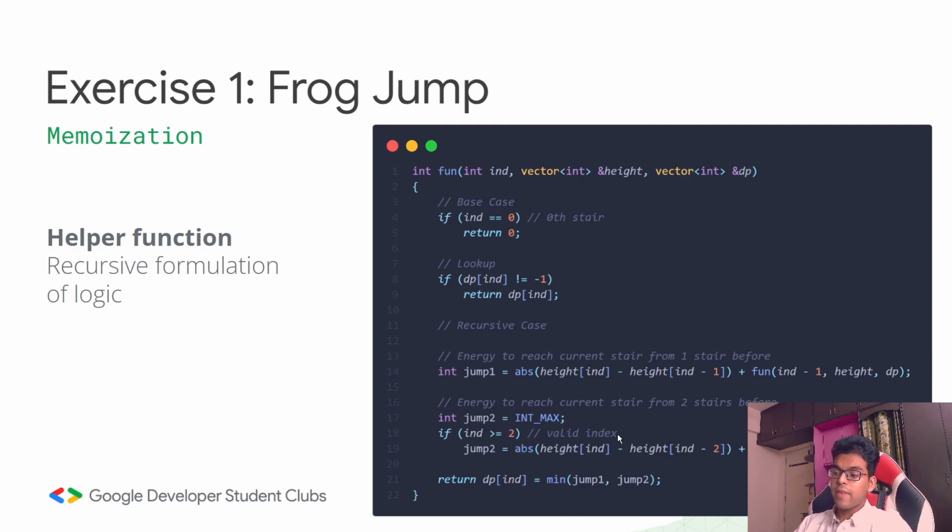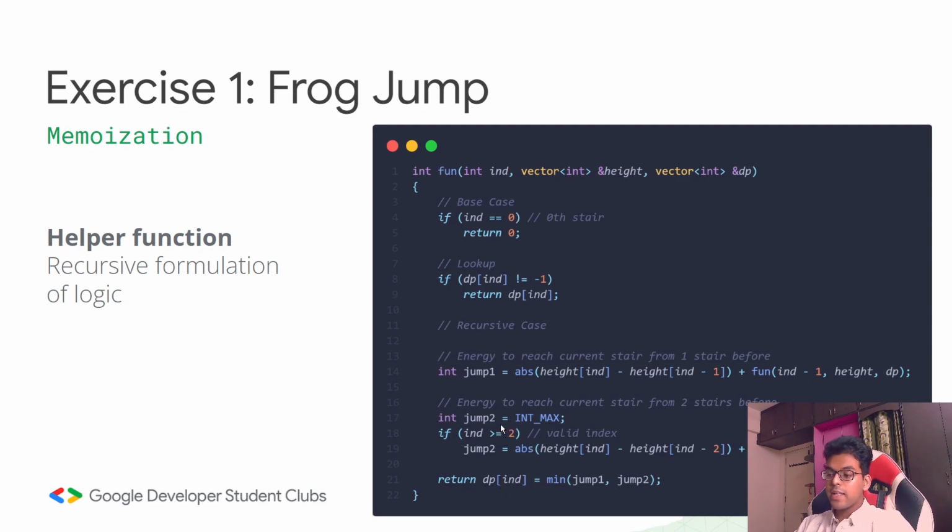Now suppose it's a valid index, let's say 3, you can reach stair number 3 from stair number 1, so it is a valid case. Similarly, we compute the energy to reach that stair from 2 stairs before, plus the energy that was required to reach the i-2th stair. After we find the energy values for reaching the current stair from 1 stair before and 2 stairs before, denoted by jump 1 and jump 2, we store the minimum of those values. Since we're calculating the minimum energy, store it in the cache and return it.